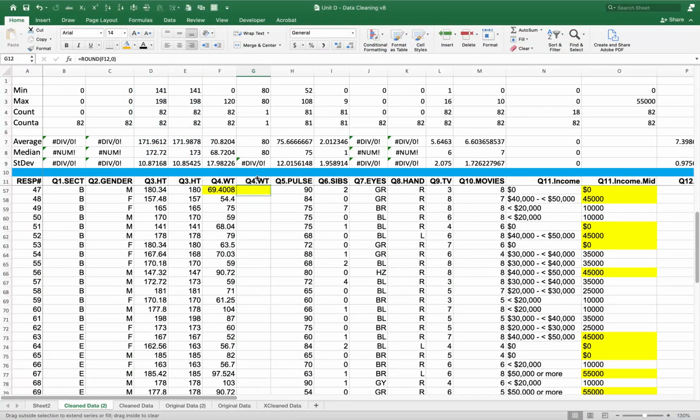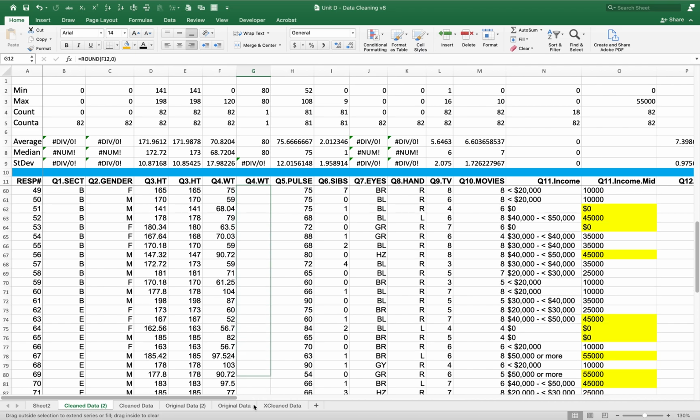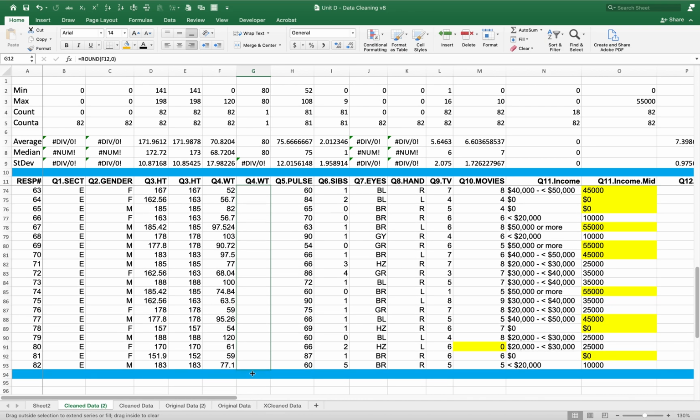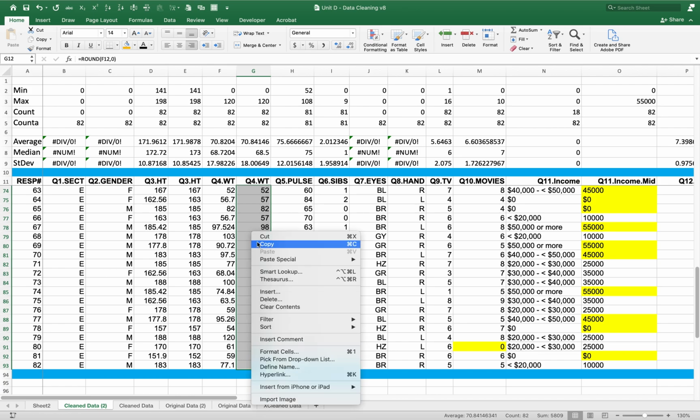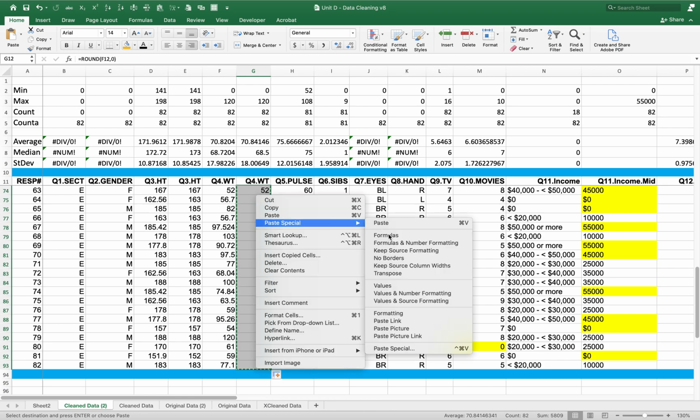Let's see, I've got this guy here. Yeah, so this is a problem here, is that 69.4008 will change now into just a 69. And so we won't have that problem anymore. Okay, and then while it's highlighted, right click, copy it, right click, paste special values.